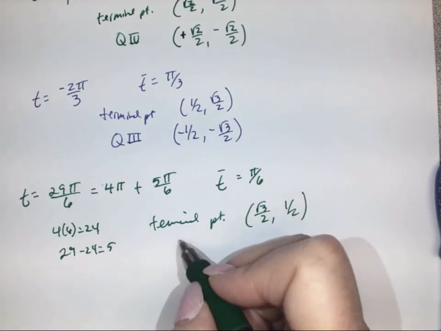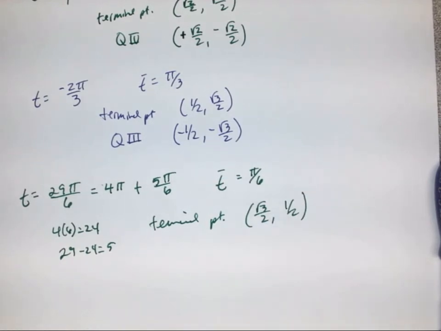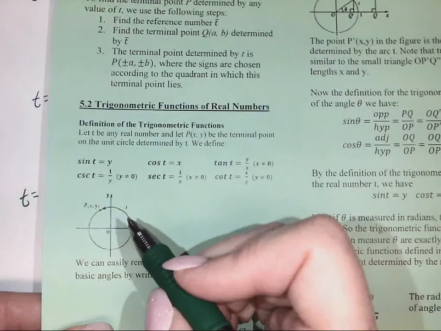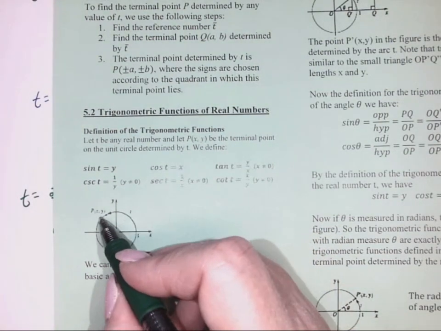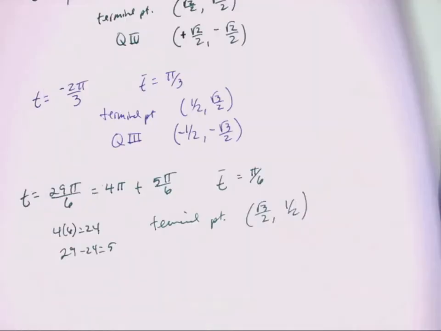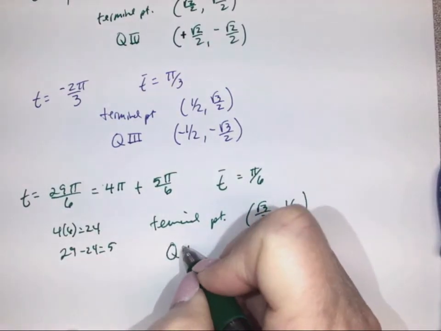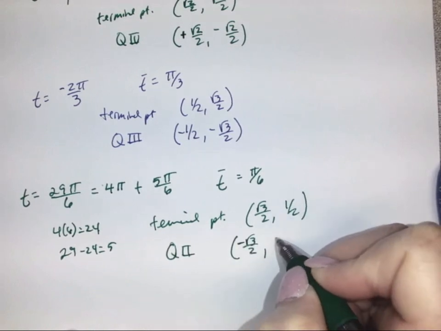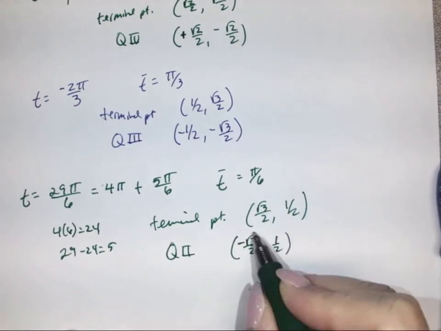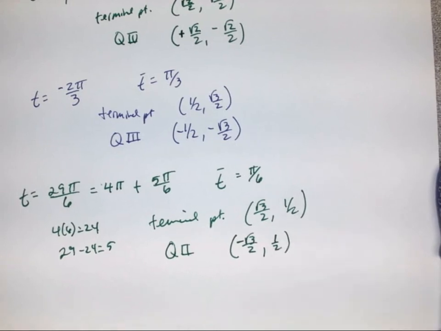But 5 pi over 6 landed us back in quadrant 2 again, because we'll go once around, twice around, that's the 4 pi, and then 5 pi over 6 lands us in quadrant 2. So that'll get us the point of negative square root of 3 over 2 and 1/2, because the x is negative and the y is positive.